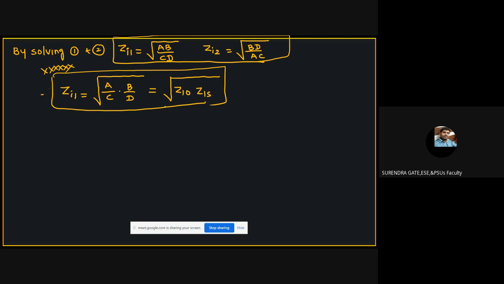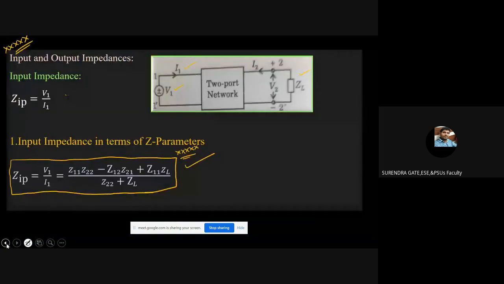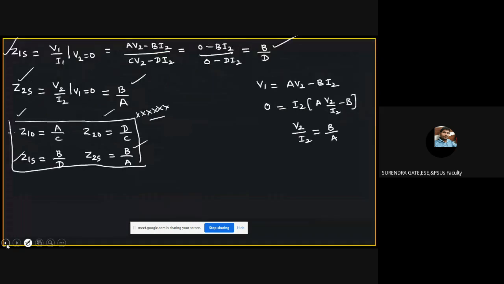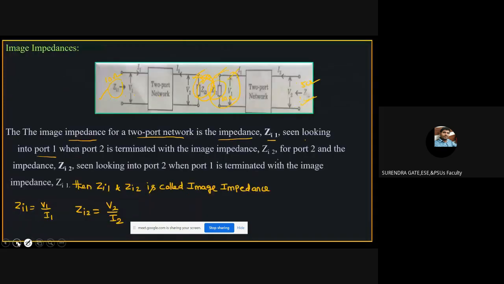Then ZI1 equal to square root of Z1 0 into Z1S, because this I already defined. What is A by C, sir? That I already calculated now, in terms of open circuit and short circuit impedances. A by C equal Z1 0. B by D is Z1S. Clear? Understand, sir? Yes, that I calculated.